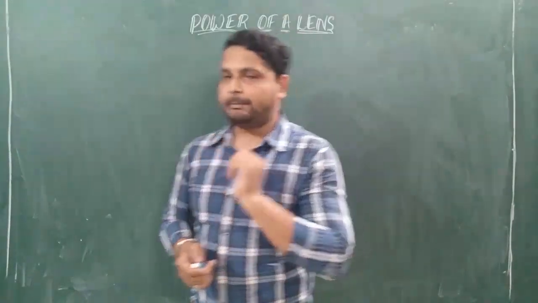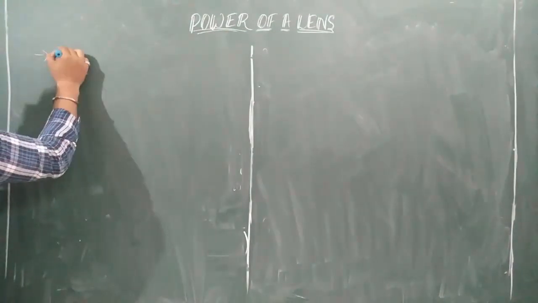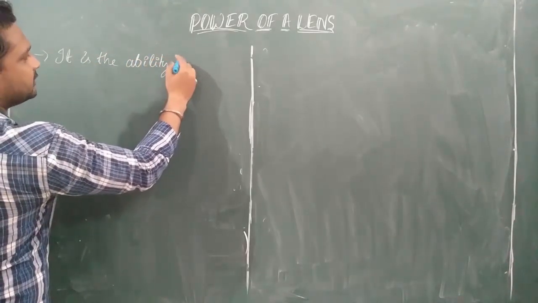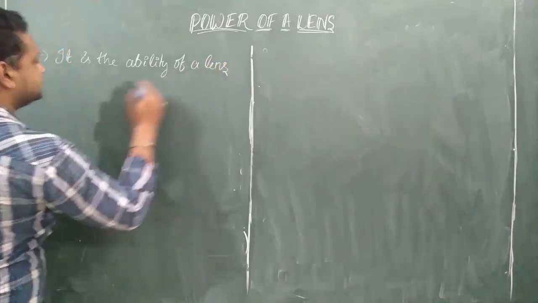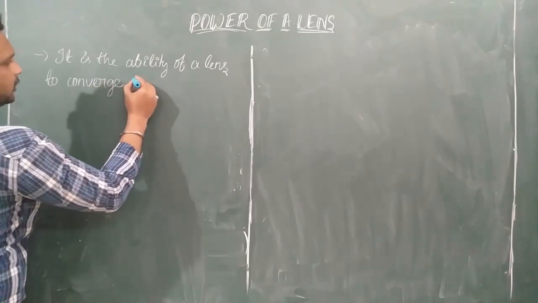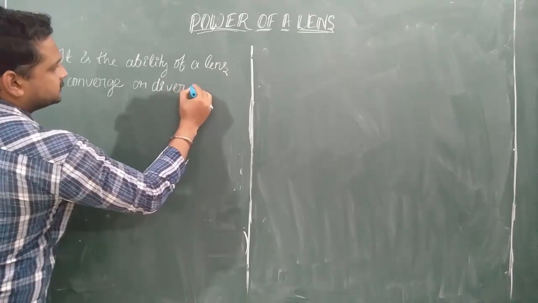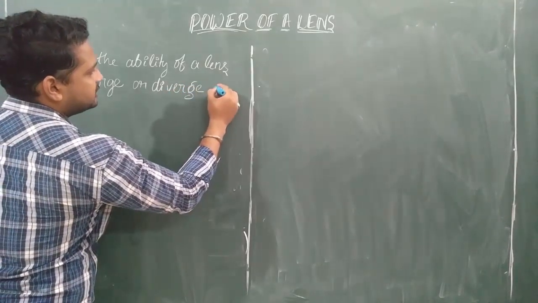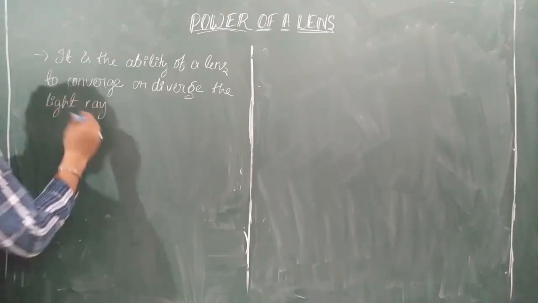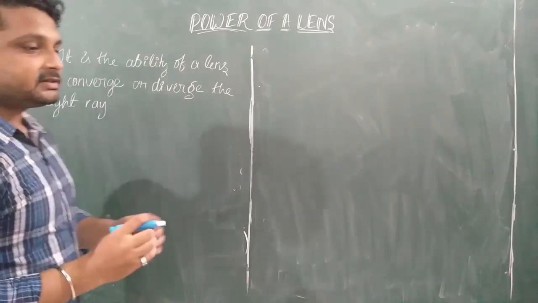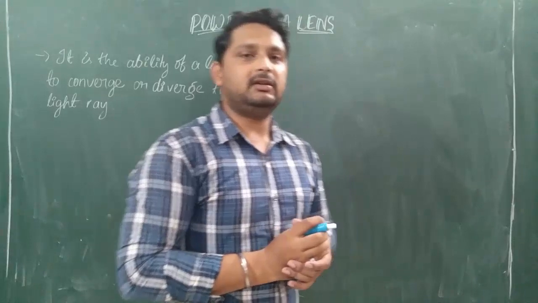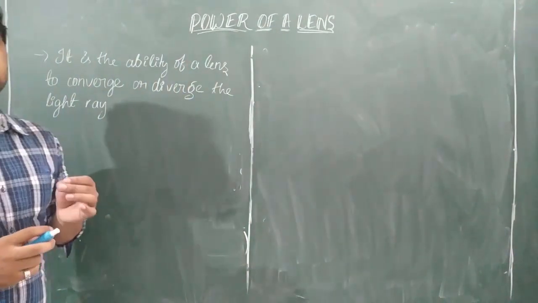The power of a lens is actually defined as the ability of a lens to converge or diverge the light ray. How much a lens can converge or diverge a light ray is defined by its power. So the power of a lens actually depends upon the focal length.